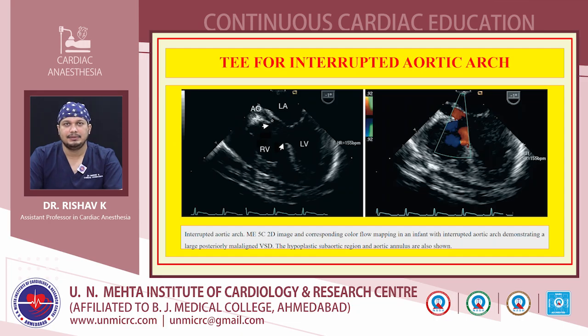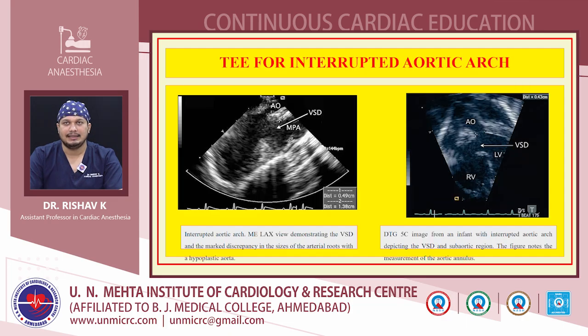Here we can see an interrupted aortic arch associated with a large posteriorly malaligned VSD, and also there is a hypoplastic subaortic region and aortic annulus. As seen on the left, it is well demonstrated by the arrows and the asterisk. It demonstrates the hypoplastic subaortic region and the aortic annulus, and that can also be verified by using color flow Doppler. Also, in this view on the left-hand side, we can see a mid-esophageal long axis view demonstrating the VSD.